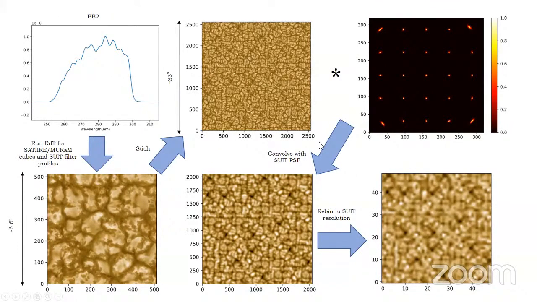So here I am showing you the convolution of this map with the central PSF, and this is what you end up with. After that, you have to rebin the whole convolved map to the SUIT plate scales, simply because the MURaM simulations that we are using are at much higher resolution than what SUIT can observe. So finally, you end up with mock simulated observations for SUIT.